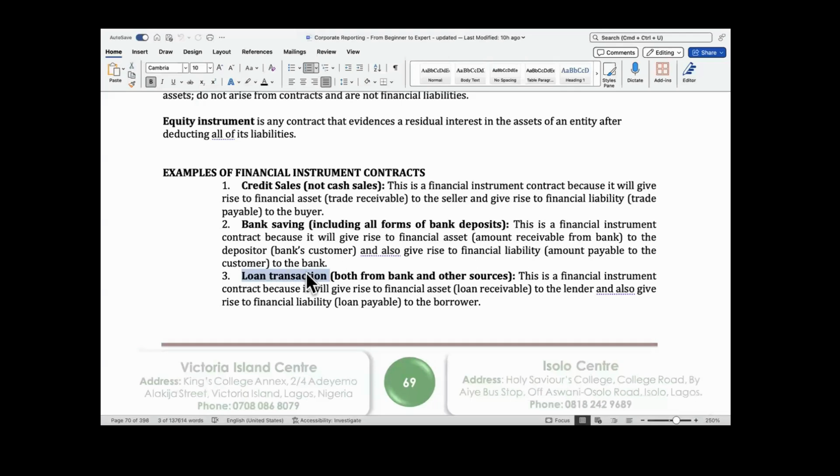Another one is loan transaction, whether from the bank or from your friend or from family or from whoever, any source. Loan transaction is a financial instrument contract because it gives rise to a financial asset to the lender, to the giver, to the investor. He has a financial asset, that's loan receivable, and a financial liability to the borrower, loan payable. So the two sides are complete. Loan transaction is a financial instrument contract.